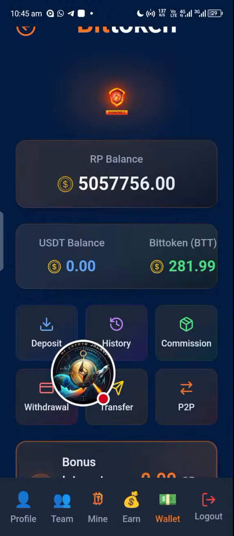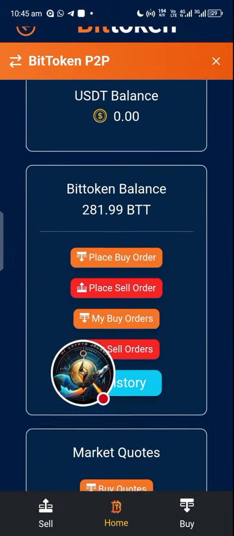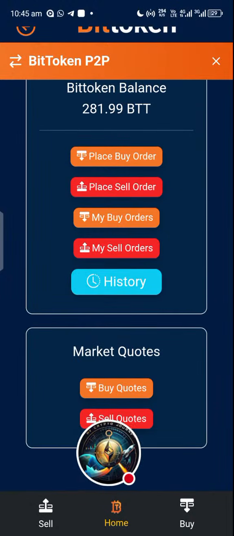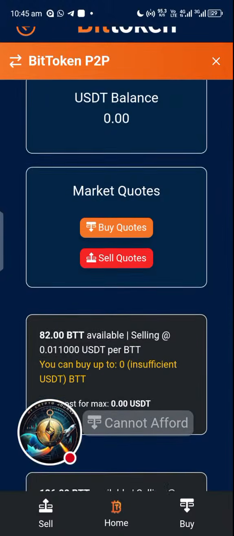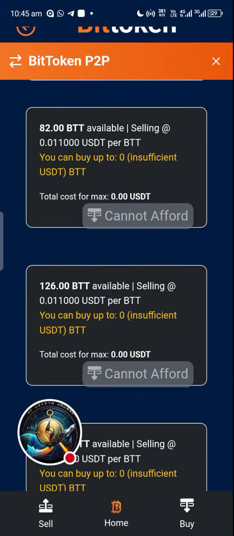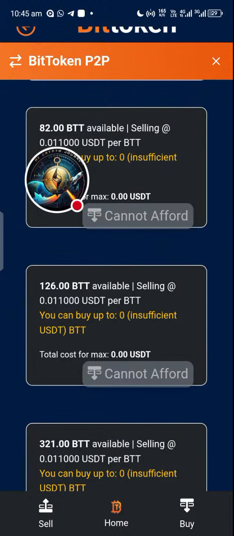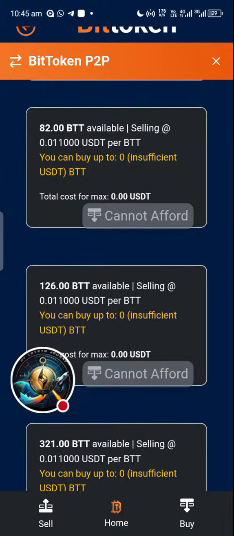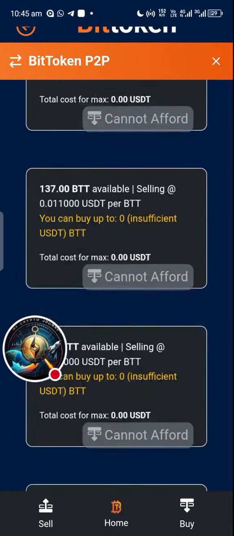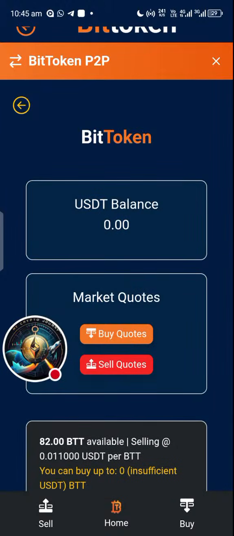All right. So now let me return back to the P2P section for those who want to sell. Just as I've said, you come over here. This is buy quotes. Click on buy quotes. Here you can check the prices. You can see this one is 0.01 USDT per BTT. You can see this one, 0.01. So the price for buying is almost the same thing. So you must check the prices available before you proceed to place your order.